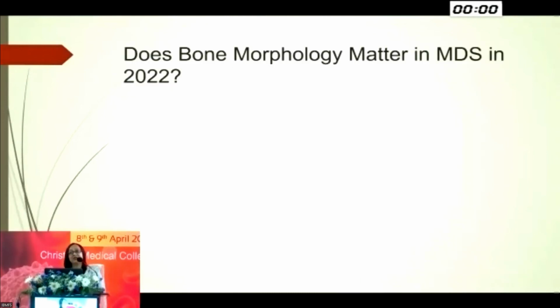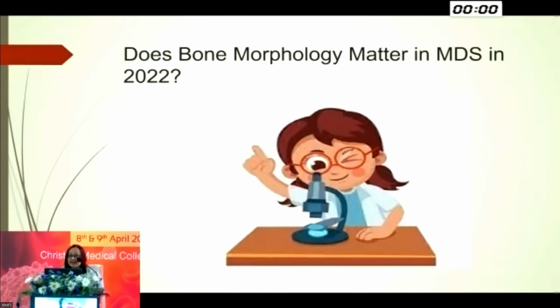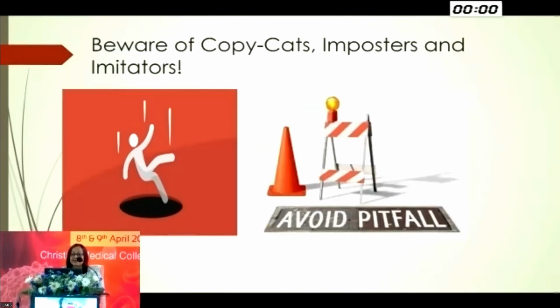So coming back to the same question with which I started today, does bone marrow morphology actually matter for the diagnosis of MDS in 2022? Well, I hope that the answer is very clear. Yes, it does matter. It provides very useful information, provided you beware of the potential copycats, imposters, and imitators, and you avoid the diagnostic pitfall and do not mislabel a benign or reactive condition as MDS.